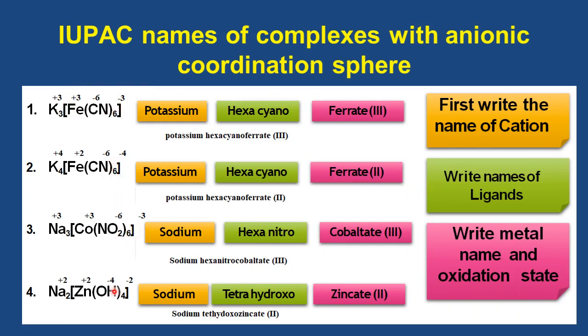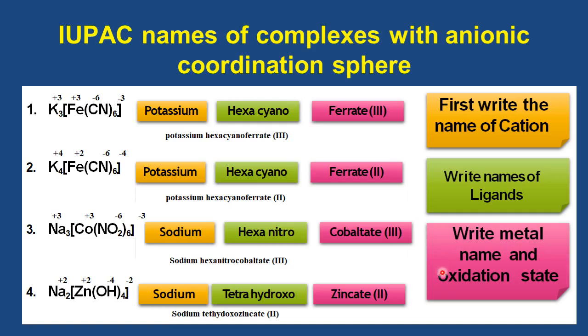So what are the rules that we have to apply? First, we have to write the name of the cation. Since the anionic part is a coordination sphere, the cation must be a simple ion, as you can see in these examples. After writing the name of the cation, we mention the ligands present in the coordination sphere, and remember that the ligands are named in alphabetical order. After that, we mention the name of the central metal atom, which is a transition metal, followed by its oxidation state, which we find out by working out the oxidation states on the coordination complex.